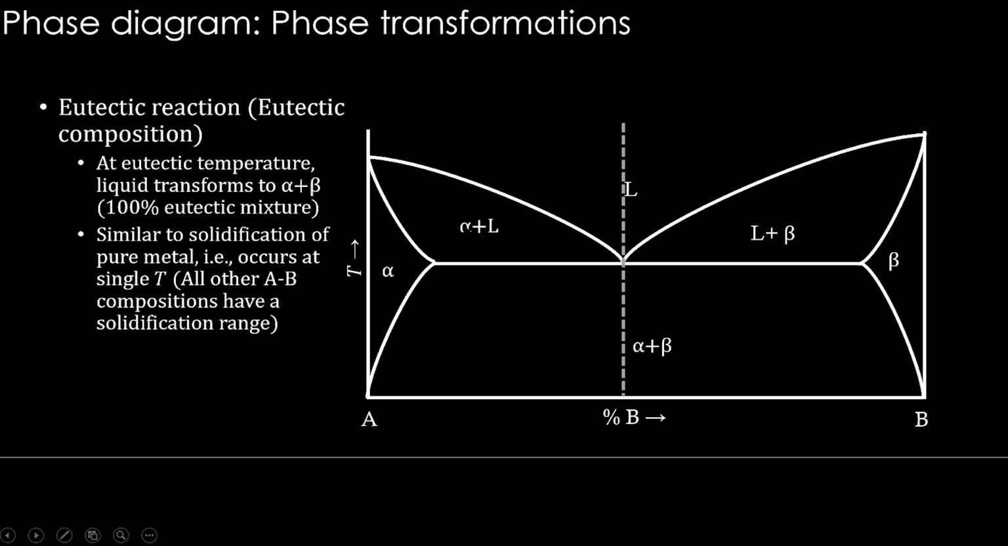For all other AB compositions, if you see, there is a range over which the solidification takes place. It's not a single temperature. For pure metals, it is a single temperature, all right. But in the alloy form, this eutectic composition transforms from liquid to solid at one single temperature. That is an interesting characteristic of these reactions.